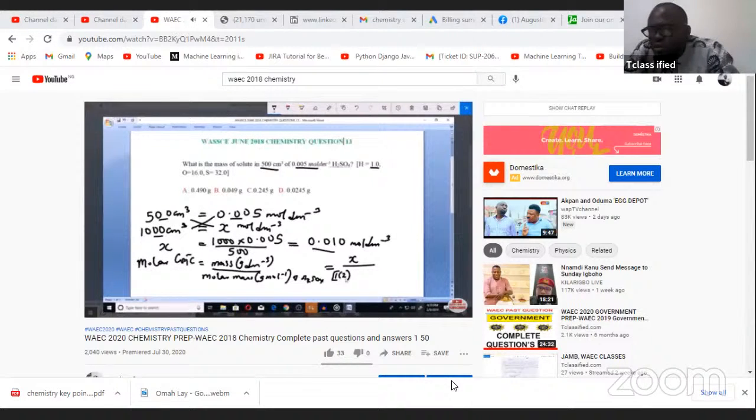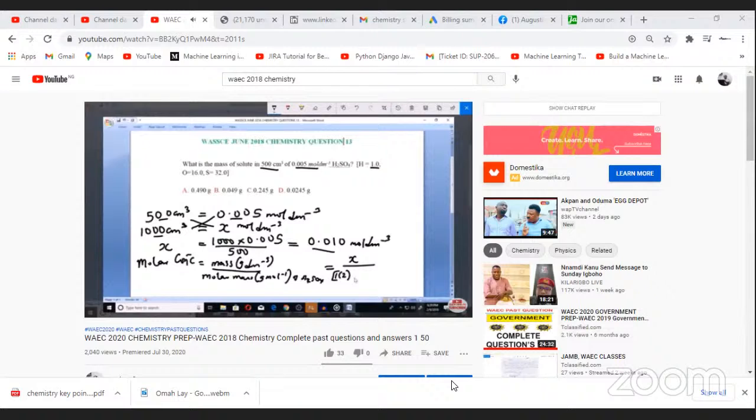Then since the question asks, what is the mass of solute in 500 volume, you now equate it. Since 0.98 equals 1,000 volume, what will X equal? X will equal 500 centimeter cube. So I cross multiply and I got 0.49. That's my mass. That's very good. So let's look at the next.